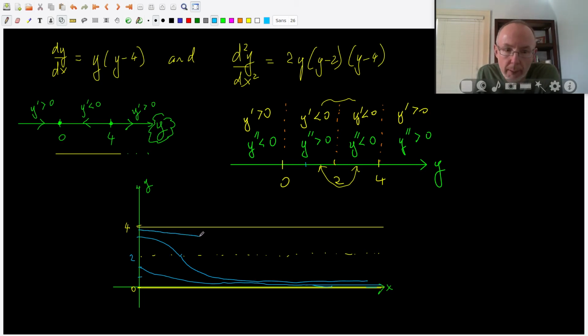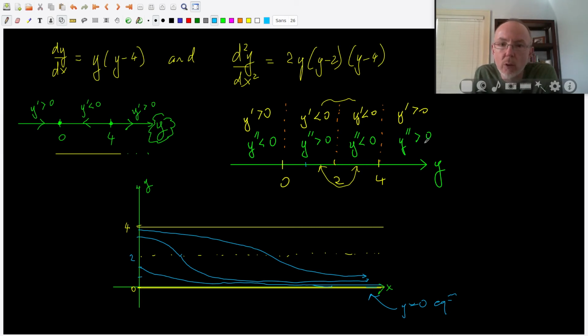So if I started a bit bigger, it might take longer to get there, and then it becomes concave up. And so you kind of get the idea of what the picture must look like. I can't cross this line, y equals 0, because that's an equilibrium. If I ever hit that line, I stay on that line for all time, so I can't cross it.